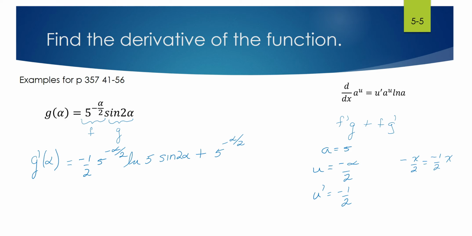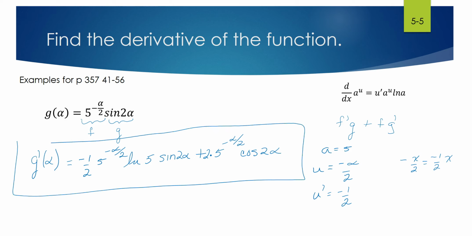So sine derives to cosine, keep your angle pure, and remember the derivative of 2 alpha, we're just going to put that right in front, 2 times 5. And there is absolutely nothing I can do to clean this up. It is just the way it is, and we're going to leave it. It's beautiful, isn't it?